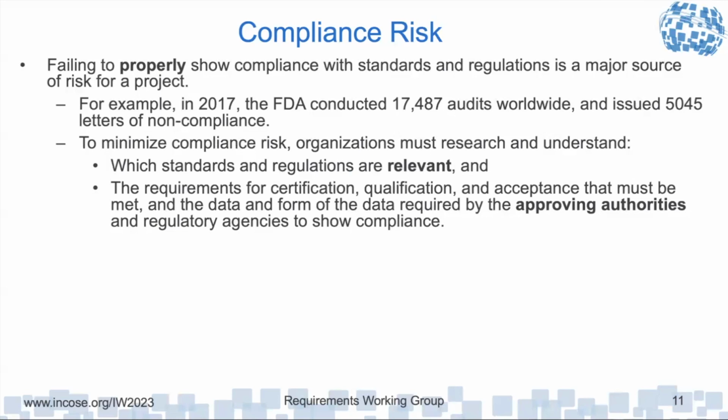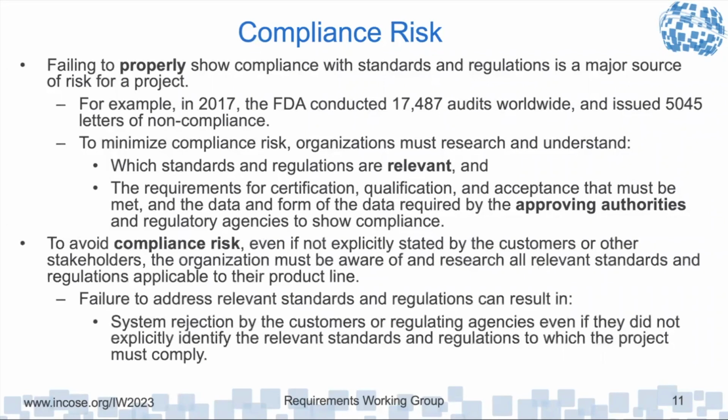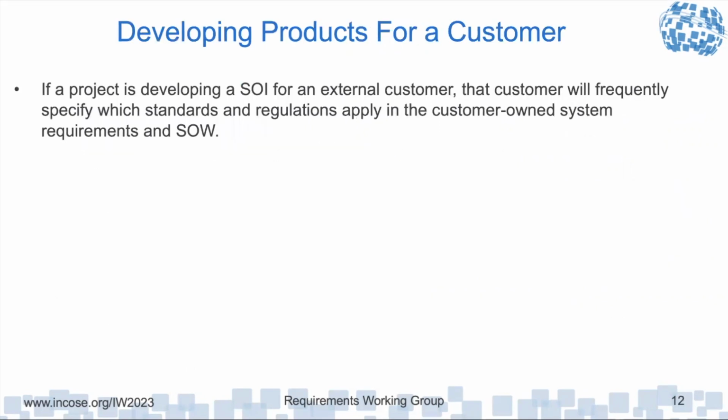To minimize compliance risk, organizations must research and understand which standards are relevant, the requirements of certification, qualification, and acceptance that must be met, and the data required by the approving authorities and regulatory agencies to show compliance. To avoid compliance risk, even if not explicitly stated by the customers or other stakeholders, the organization must be aware of and research all relevant standards and regulations applicable to their product line. Again, failure to do this can result in system rejection and failed projects.